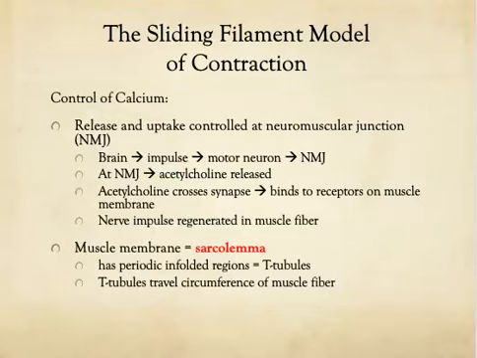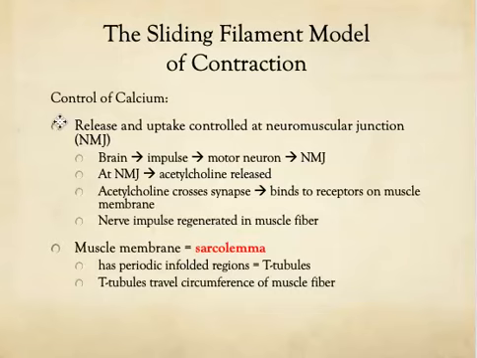So how is calcium controlled in the muscle fiber? What is it that causes calcium to be released? What is it that takes calcium back up? Well, the answer is the nervous system. The answer is nerve impulses. Action potentials are going to do this. The release and uptake of calcium in a muscle fiber is going to be controlled by action potentials.